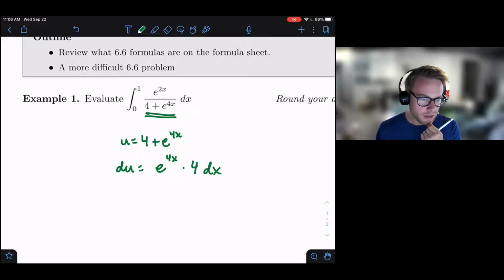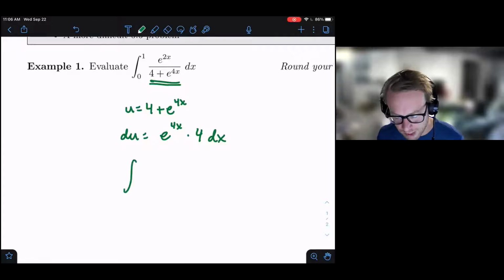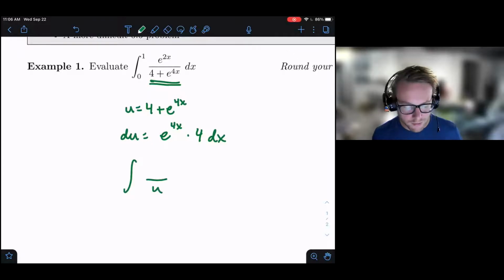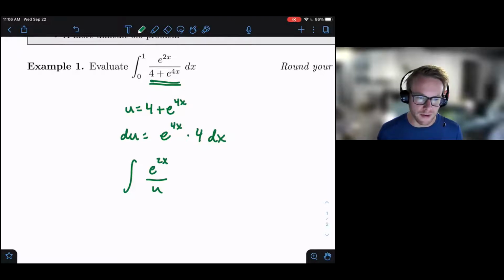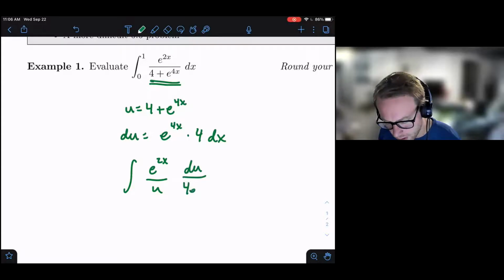From this, maybe we could take a step or two farther here. This integral is going to become something like division by u. Sadly, this is e to the 2x, not really e to the 4x, so it doesn't communicate well with any of this other stuff here. And this dx, we could substitute in for du divided by 4e to the 4x.